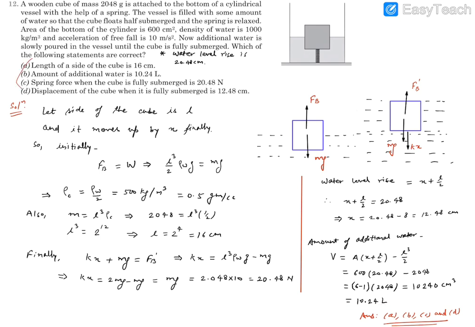Now if you read the options, the length of the side of the cube is 16 centimeter. Yes, we have found it out. Amount of additional water to be poured in is 10.24 liter. Yes. Spring force when finally submerged is 20.48 Newton. Displacement of the cube, that is X value, is 12.48 centimeter. Hence A, B, C, D, all options are perfectly correct. And this is our answer. Thank you.